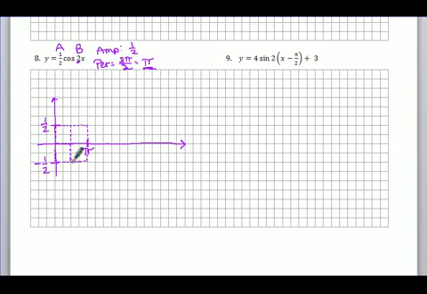Here's the middle. And we're graphing cosine again, but this time it's positive cosine. Cosine begins at the top. So I'm going to start at the top, middle, bottom, middle, top. And then I'll do one more cycle.